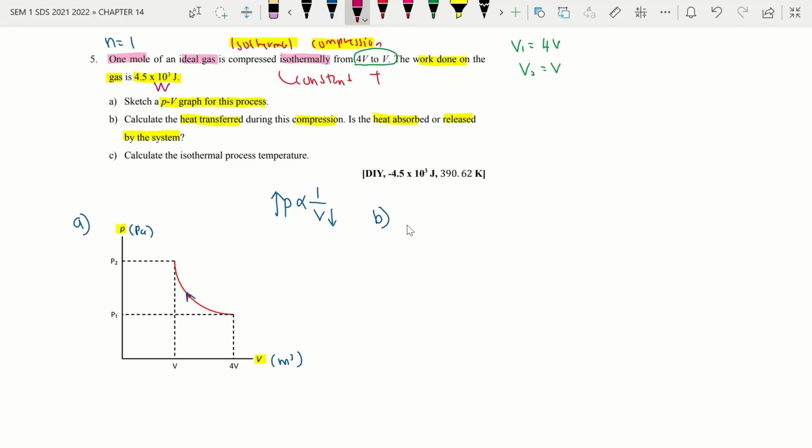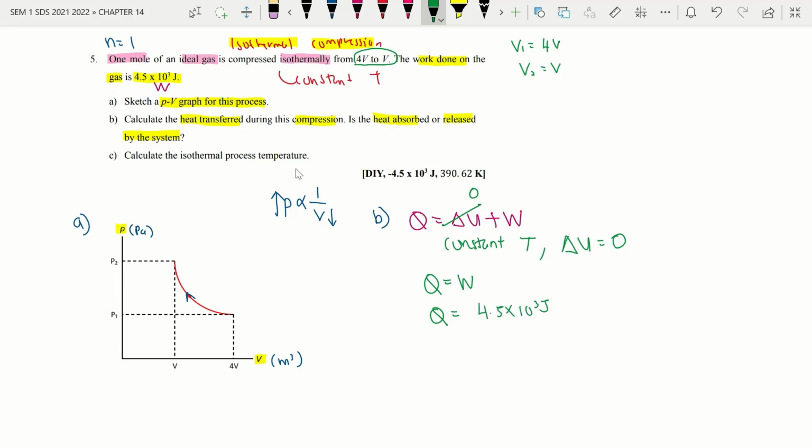First of all, we know Q equals change in internal energy plus work done. And remember, for isothermal, it is constant temperature. When it is constant temperature, your change in internal energy is 0. So therefore, Q equals work done. And your work done is 4.5 times 10 to the power of 3 joule.